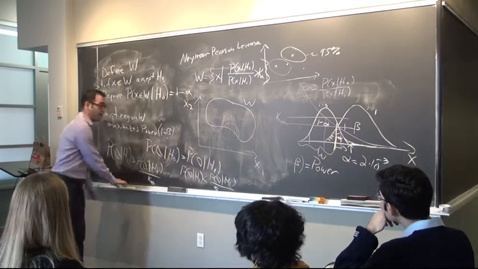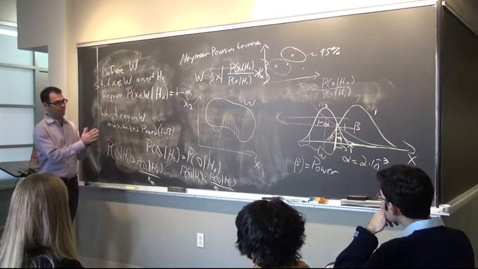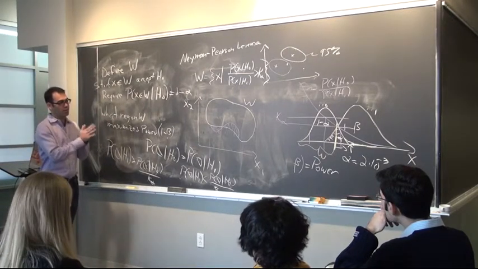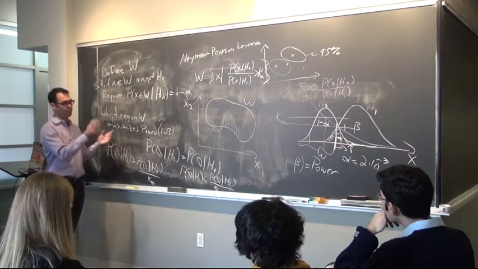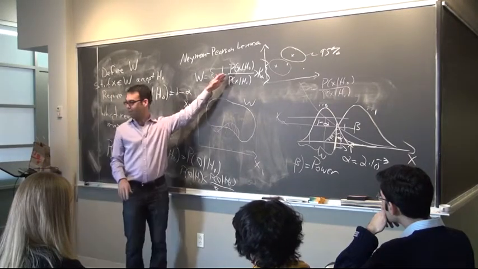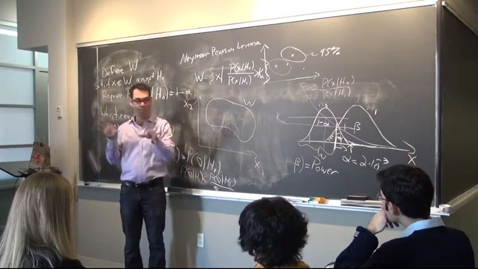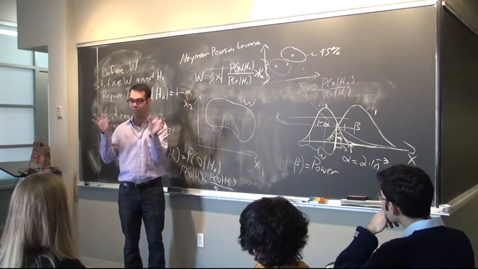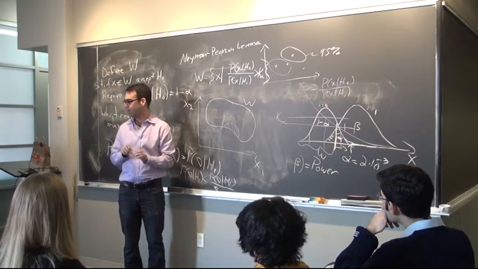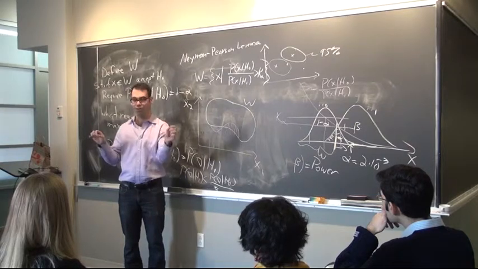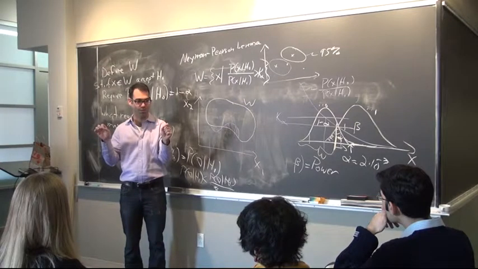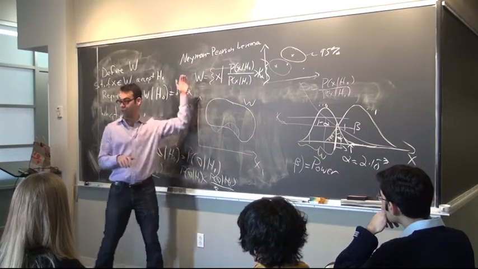Now, this is fantastic, but this result is for what are called simple hypotheses. So I have a null and an alternate and they're completely fixed. There are no wiggly parameters or anything like that. I know exactly what I'm looking for, and I know exactly what my alternate hypothesis is. Then it's a solved problem.